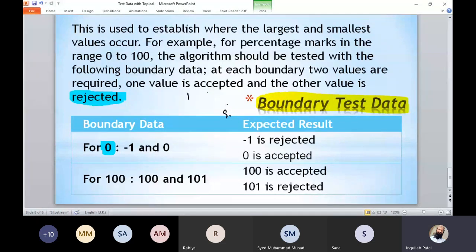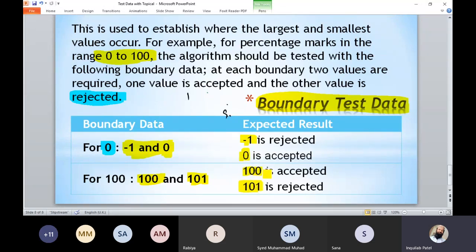right? For example, we are asked to enter marks out of 100 or we are calculating a percentage. The range of percentage is between 0 and 100. And we are using two values, -1 and 0. -1 is outside the range and 0 is inside the range. So we say that these values are boundary data. -1 is rejected and 0 is accepted. On the other margin, if we are using 100 and 101, 100 will be accepted and 101 will be rejected.